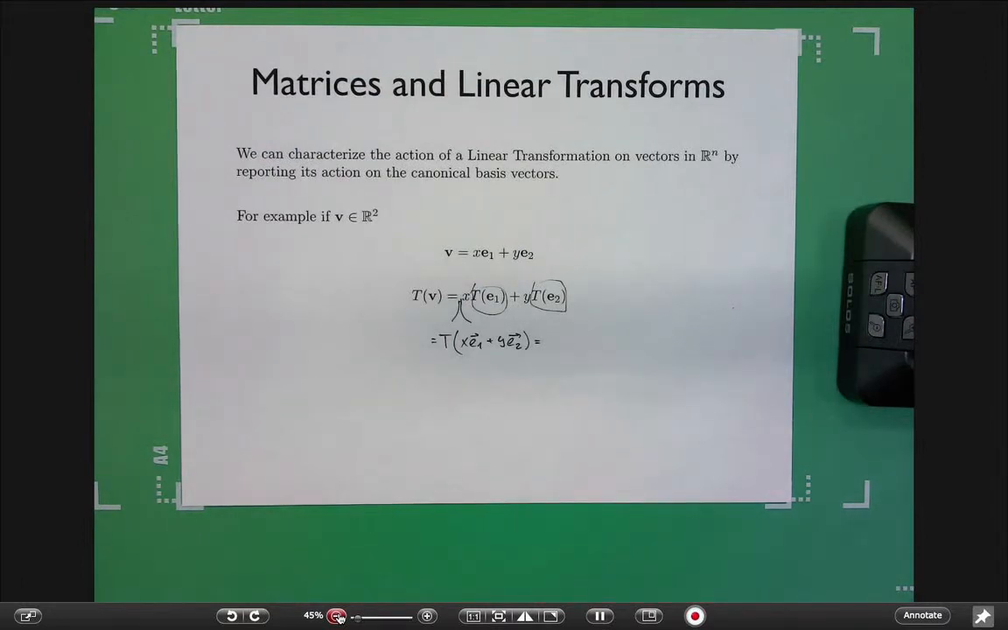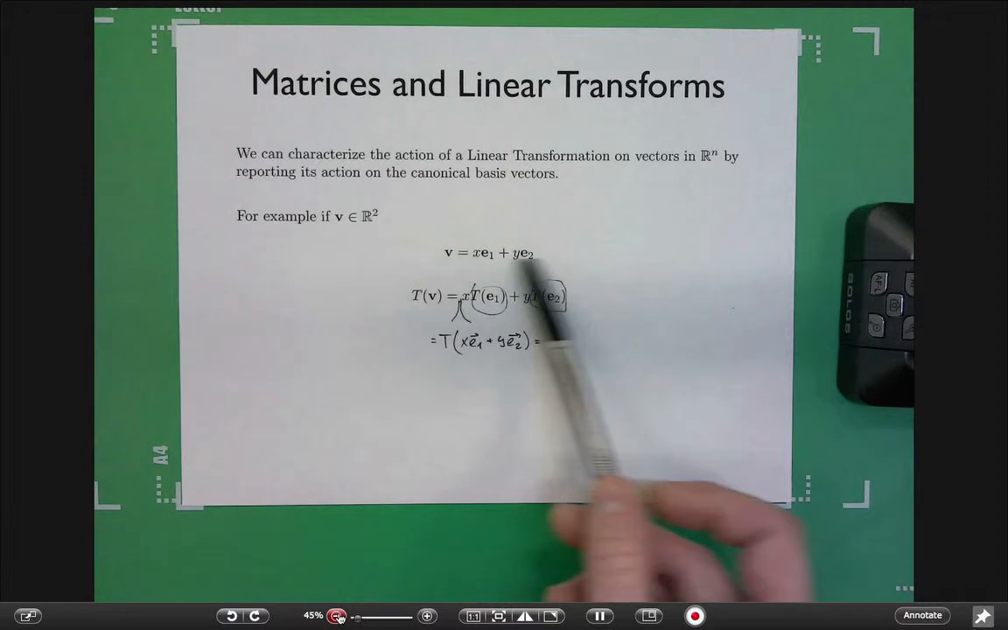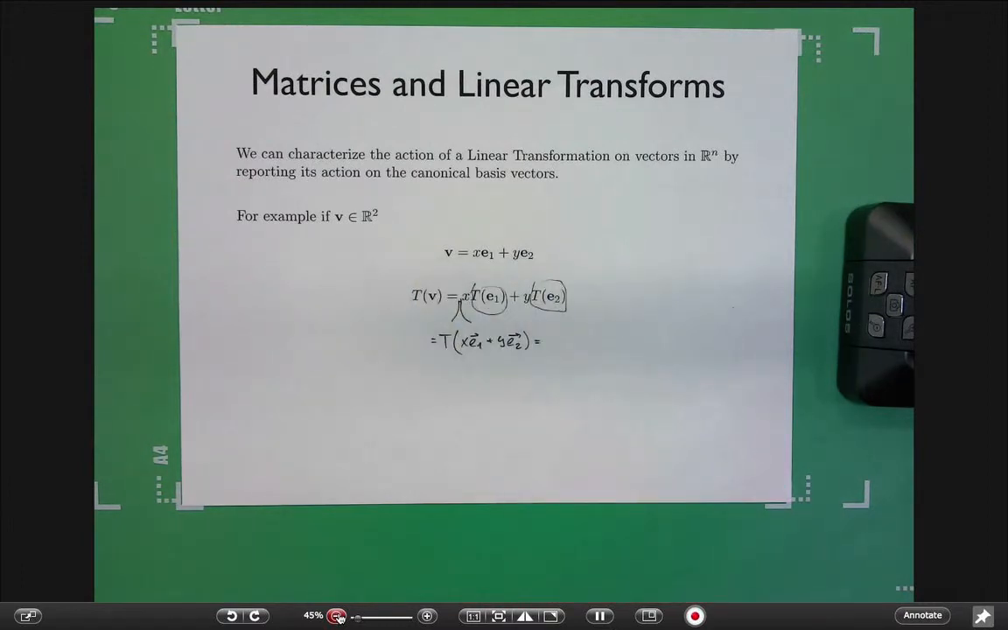Right? So all I need to know about a linear transformation is where it maps the basis vectors for an arbitrary basis, right? Because I didn't have to take the standard basis. Normally people do take the standard basis, but sometimes there are reasons why you need to take some other basis.